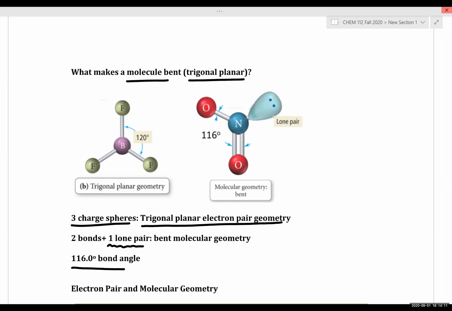Now, I'm not expecting you to memorize every single bond angle. What I do expect you to know, and what I do expect you to be familiar with, is that the lone pairs reduce our bond angle, and for tetrahedral geometries, it's about 1.5 degrees per lone pair. For trigonal planar geometries, it's about 4 degrees.